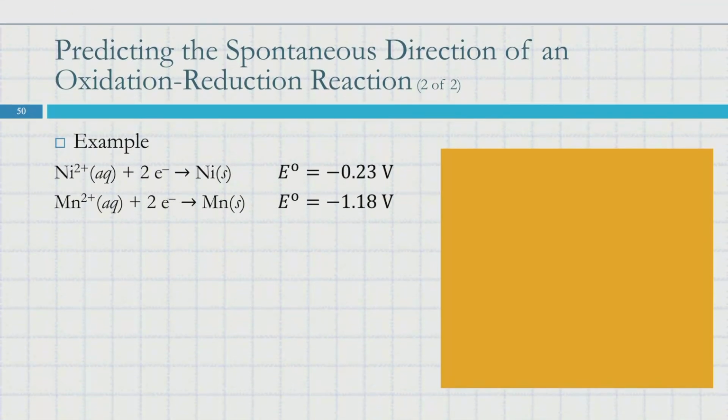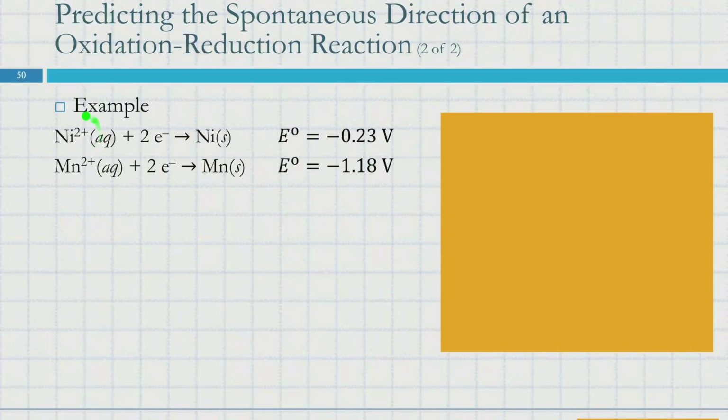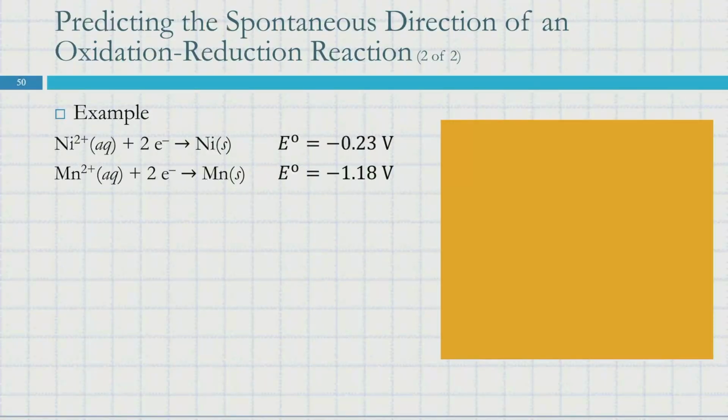All right, an example. We've got nickel 2 plus 2 electrons going to nickel metal, and then we've got one for manganese as well. If we want to make this a spontaneous reaction, what do we do? We have to flip one of them. So our memorizing rule, without thinking about cell potentials, any reduction half reaction is spontaneous when paired with the reverse of one below it.